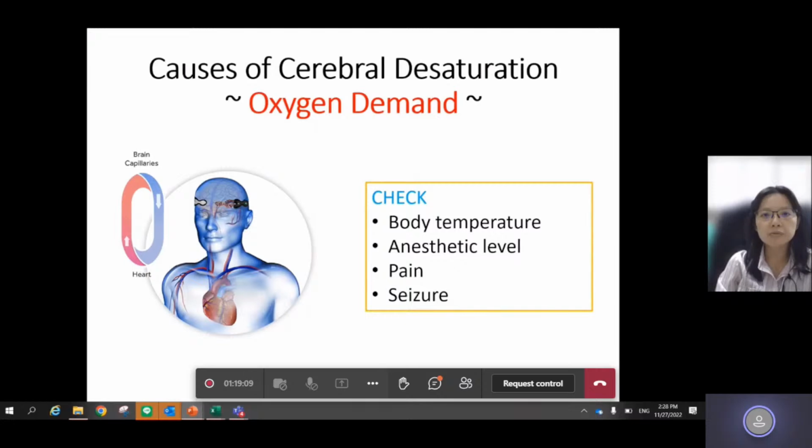And if the anesthetic level is too low, so the patient is awake during the surgery, the oxygen demand is high. And if the patient is in pain or the patient has a seizure attack, the oxygen demand of the brain will all be increased. And we need to address this issue during the operation to optimize the metabolic demands during the cardiac surgery.